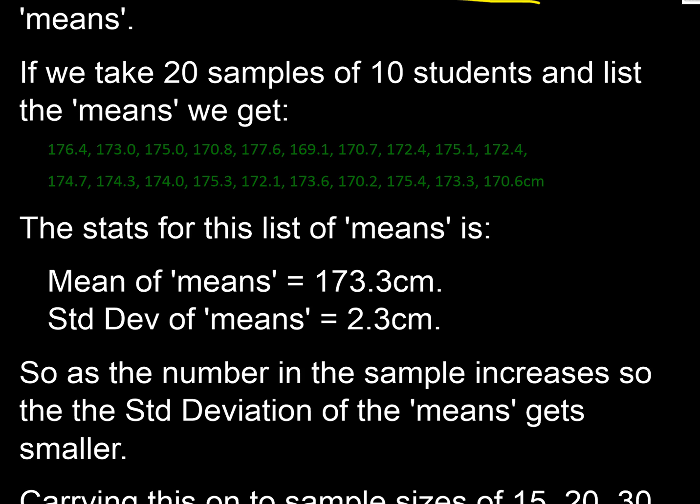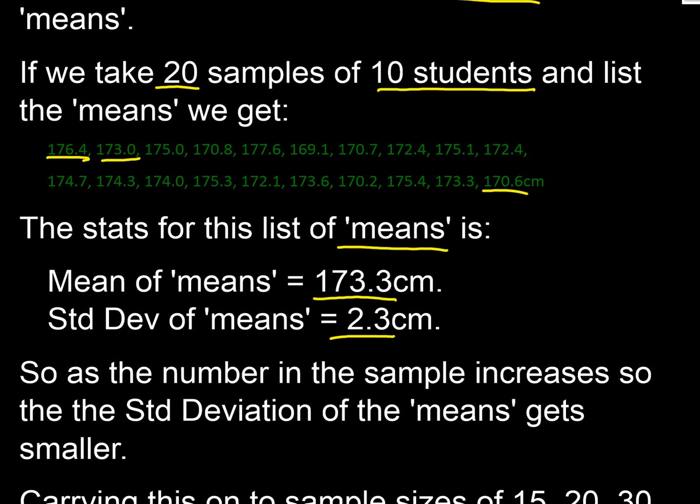What we could do is take a slightly bigger sample. Let's have a go here. So let's say each sample now has 10 students in it. And again, we take 20 samples. So the mean of the first 10 students is 176.4, and of the next 10 it's 173.0, all the way to the 170.6 here. So we can get statistics on these means, and we get 173.3 as the mean of the means. And now our standard deviation of the means is narrowed even further to 2.3 centimeters, which is what we'd expect.